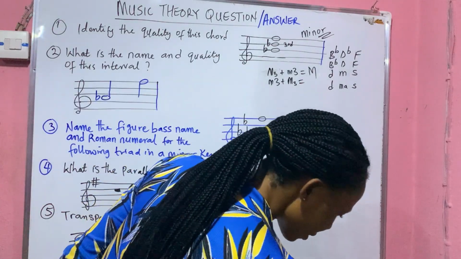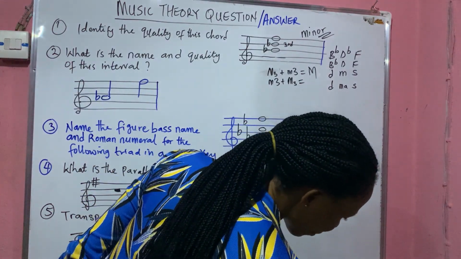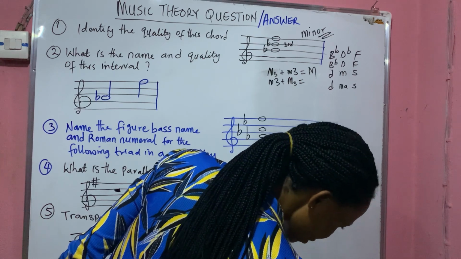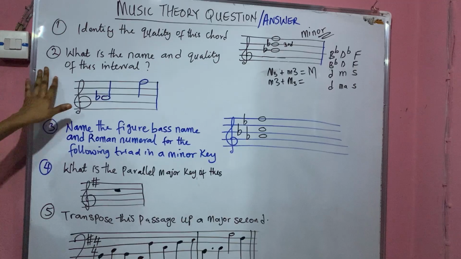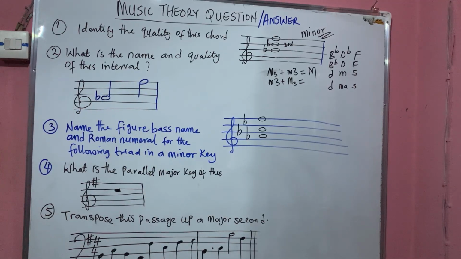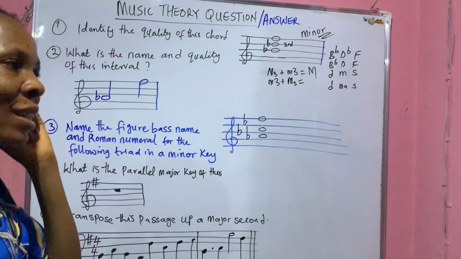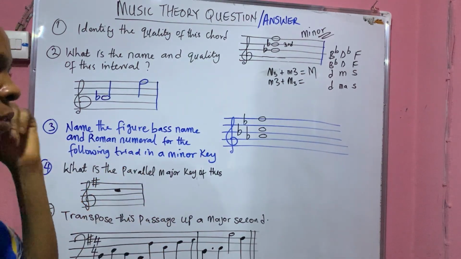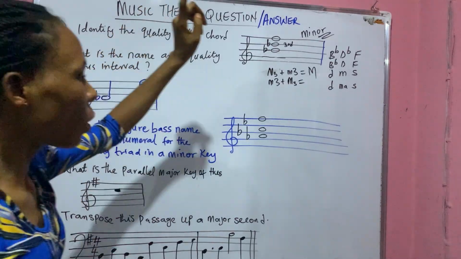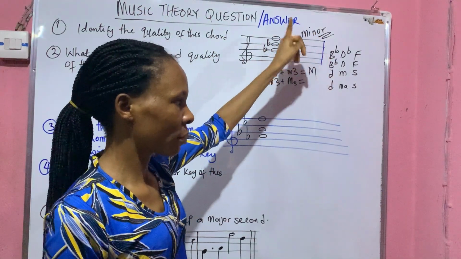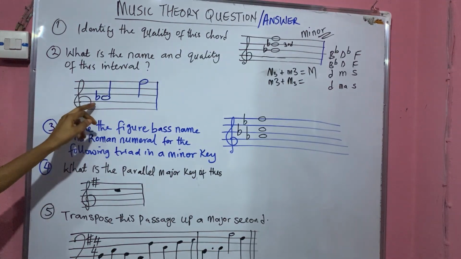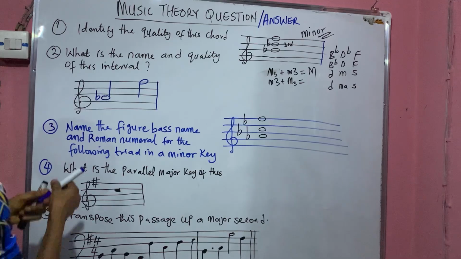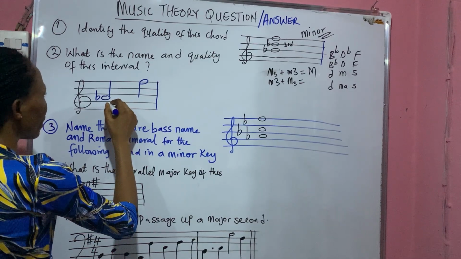The second one: what is the name and quality of this interval? Now you see this question, you're asked two questions. First, the name. Second, the quality. The first one was only the quality. Now you're asked the name and the quality. This is A flat, right? And this is F.